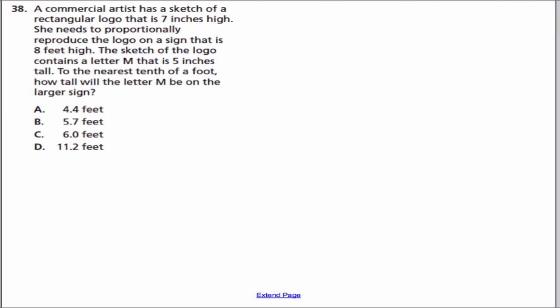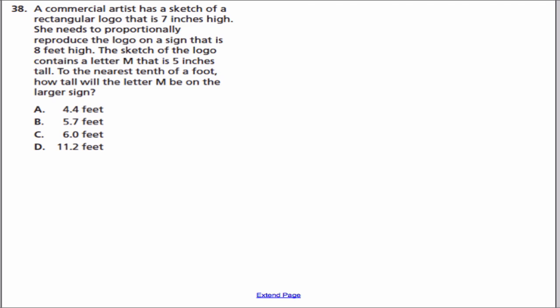38. A commercial artist has a sketch of a rectangular logo that is 7 inches high. She needs to proportionally reproduce the logo on a sign that is 8 feet high. The sketch of the logo contains a letter M that is 5 inches tall. To the nearest tenth of a foot, how tall will the letter M be on the larger sign?